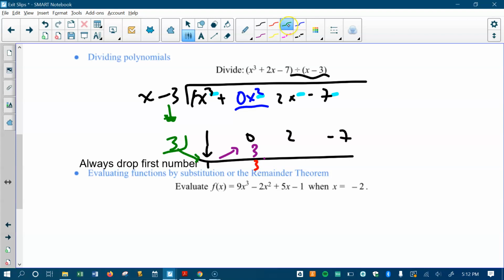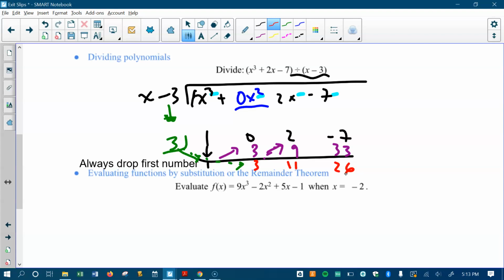And now I'm going to multiply 3 times 3. And I'm going to get 9. And the 9 goes right here. Then I add 11. Then I repeat, and I get 33. And I add, and I get 26. Negative 7 plus 33 is positive 26.